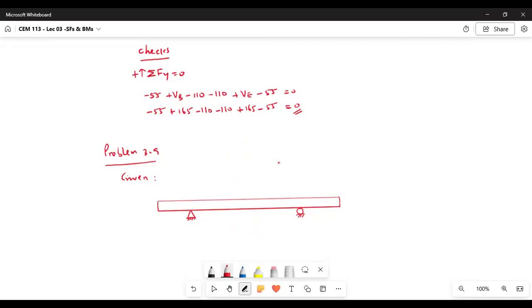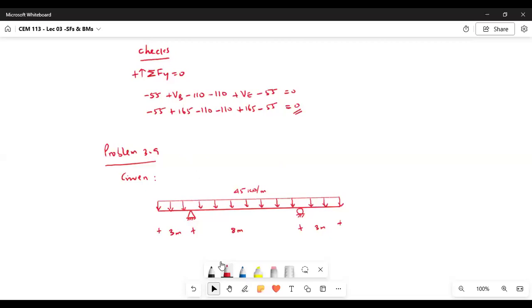Okay, so this load is 45 from here to here to here and to here. This is 3 meters, 3 meters, 8 meters.